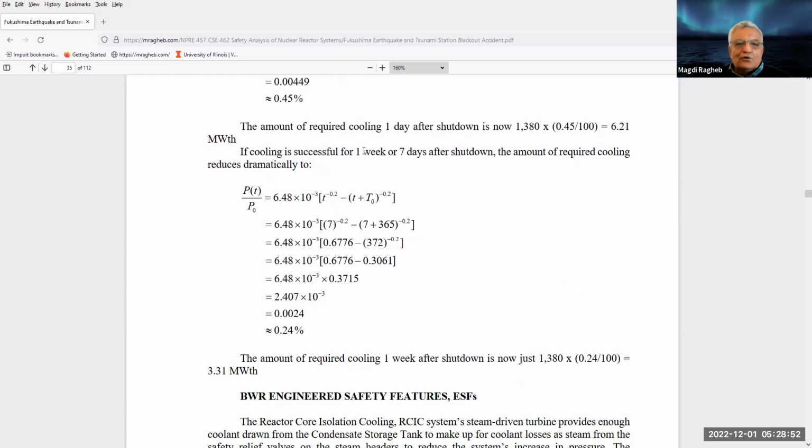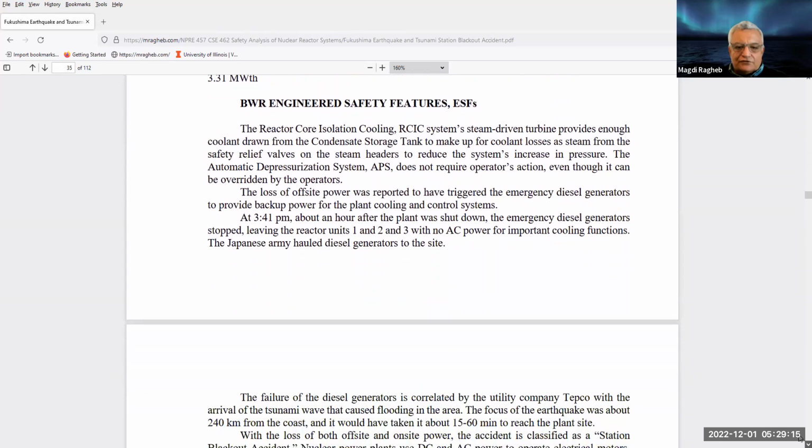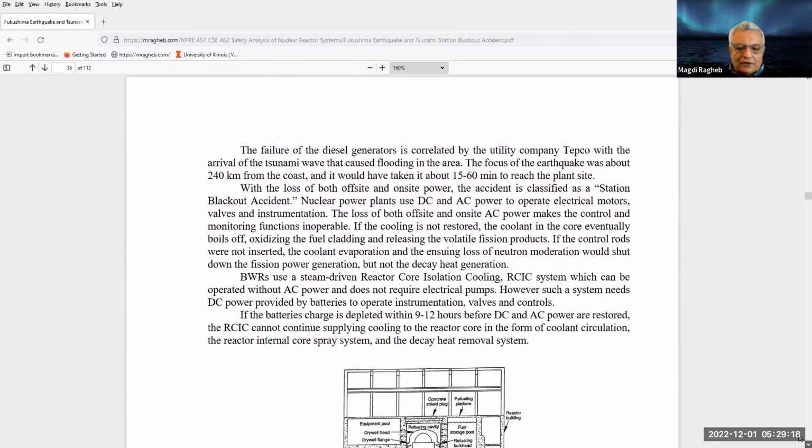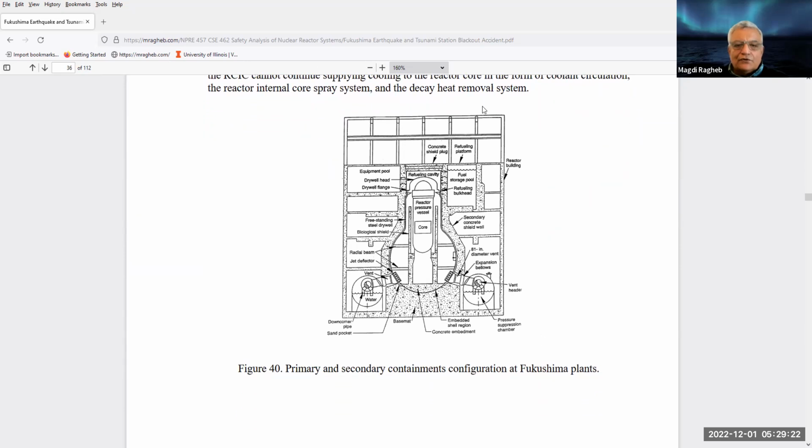Within a week, I didn't show these calculations earlier when we studied the decay heat, you only have about 0.24% of the decay heat. So if you really are able to cool the plant for 2 days, maybe 48 hours, you get into a safe configuration. We listed before the engineered safety features of the boiling water reactor. And again, I'll show them here to you.